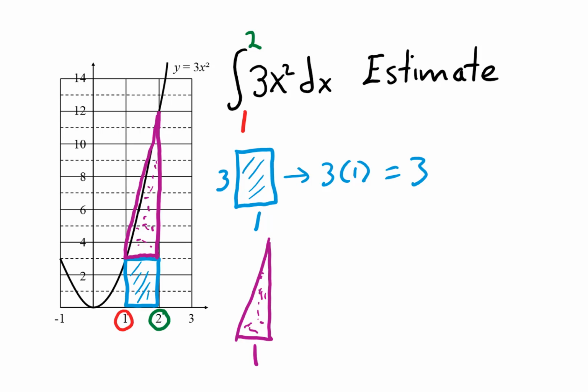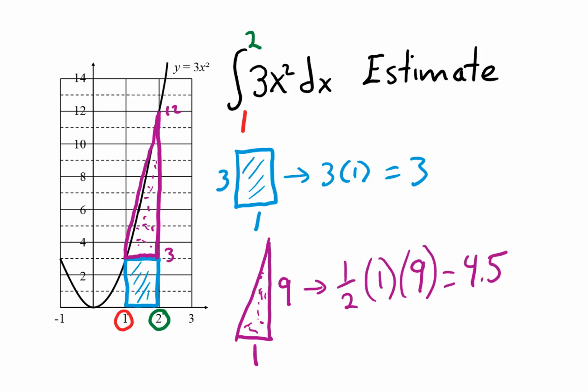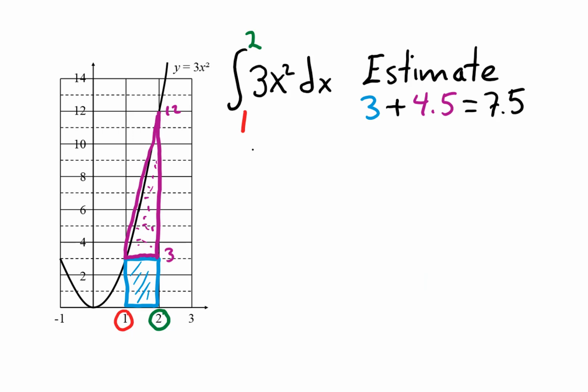The triangle has a base of 1. The vertical dimension goes from 3 to 12, so the height is 9. This gives an area of 4.5 for the triangle. Adding the areas of the rectangle and the triangle gives us an estimate of 7.5 for the total area. When I do my calculation, if I come out with something close to 7.5, I'll think I probably did it right. Now we get the area by integration.